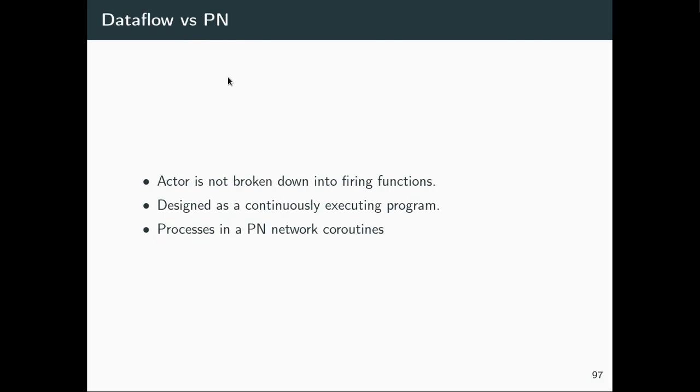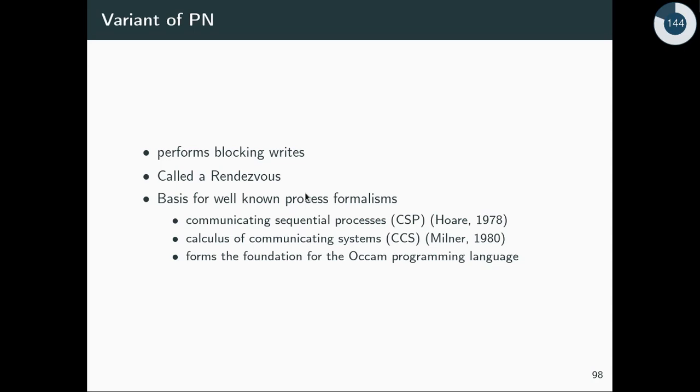Now, if you compare dataflow and the process network, the actor is not broken down into firing functions. They are designed as a continuously executing program, and each component in a process network is a process, usually called a coroutine. Now there is a variant of process network which is called a rendezvous, and a rendezvous performs blocking writes. Its basis is well known process formalisms like communicating sequential processes, and the calculus of communicating systems. You must have heard of both of these, CSP as well as CCS. CSP is from Hoare and CCS from Milner. CCS forms the foundation for the Occam programming language.